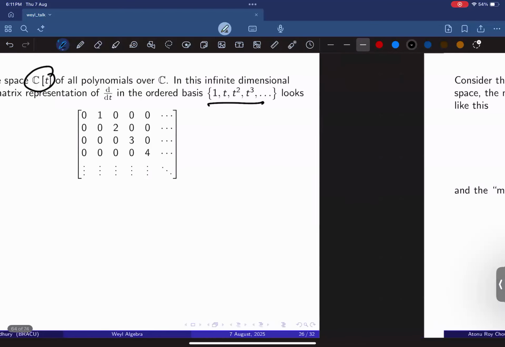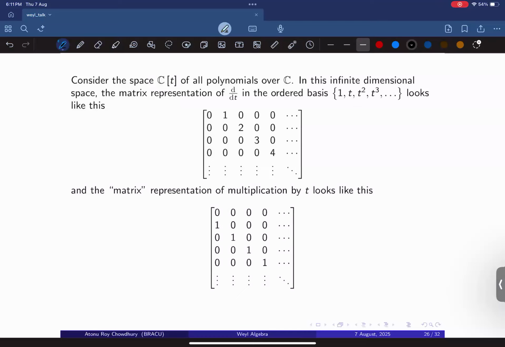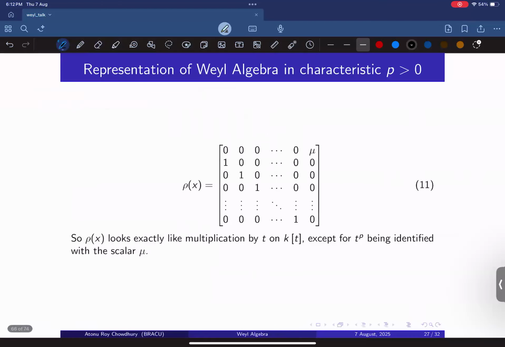let's spoil the answer. This is the matrix representation of multiplication by t on this polynomial space. The first basis element is 1. If you multiply it by t, you get the second basis element, and so on. In other words, you can say that this is a right shift operator, right? Now let's look at rho of x. It has mu over here, right? So it looks almost like the multiplication by t operator on this polynomial space, except for t to the power p being identified with the scalar mu, which makes sense, right?